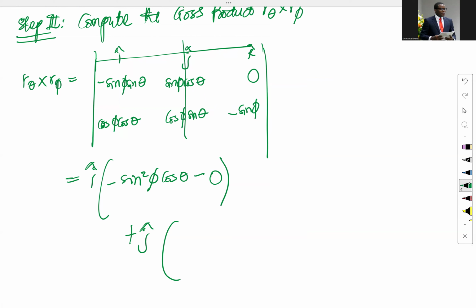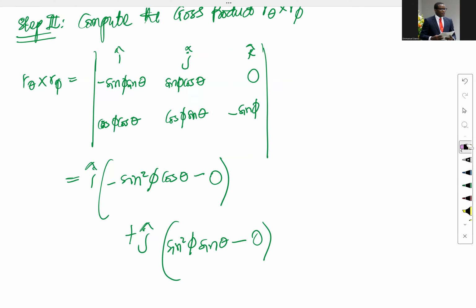So what do we have? So you have minus sine phi sine theta times minus sine phi. So that is going to be, minus and minus is plus. So we have sine squared phi sine theta minus cos phi cos theta, cos phi cos theta times 0. That is simply 0. So with that done again, we can go to k.